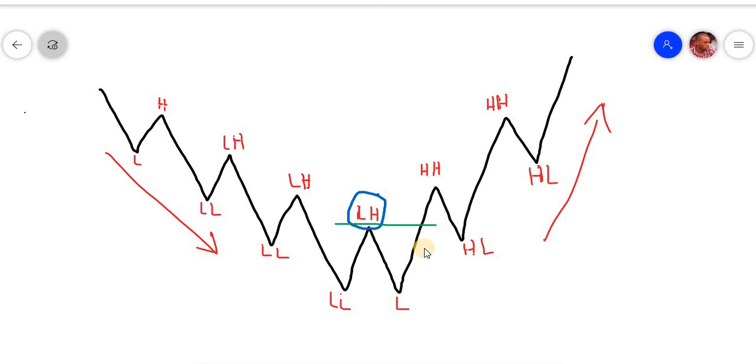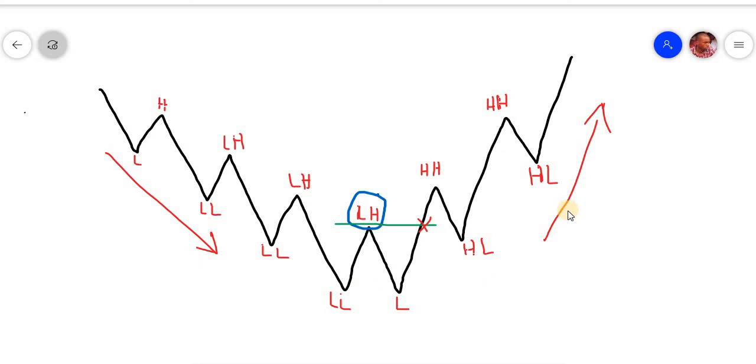Let's manage that, please. So at this point, the most recent lower high level is broken to the upside to form what? A higher high. Okay, to form a higher high. So when this happens, you begin to suspect that a trend change is imminent. Okay, a change in trend from the downtrend to the uptrend is imminent.